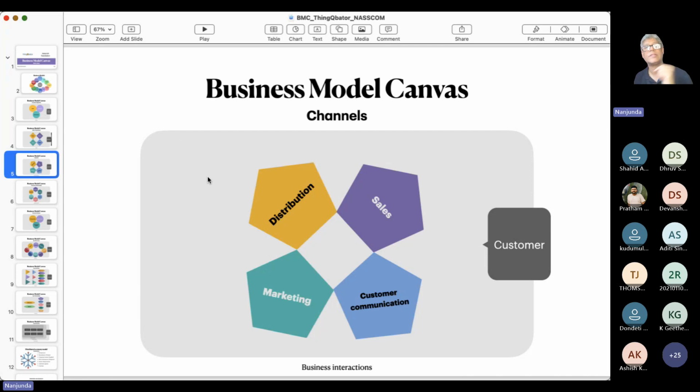So what's this? Channels. I think this is another thing I assume all of you, partly we talked about it, right? But you're all familiar with it, correct?